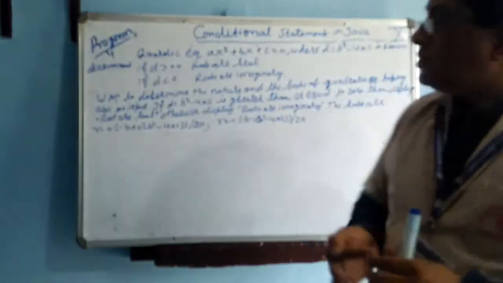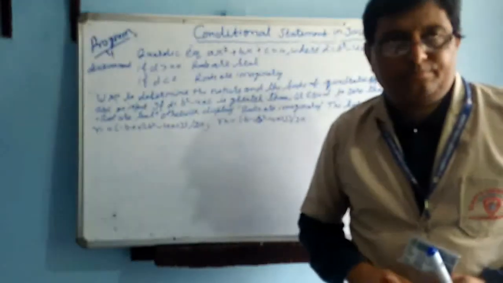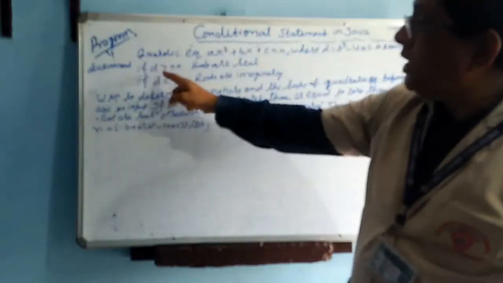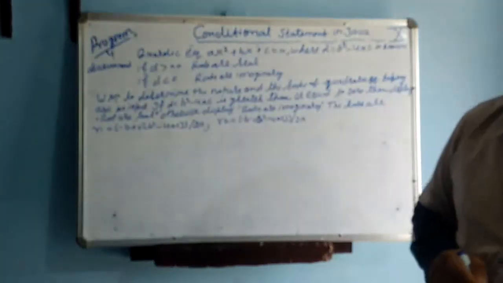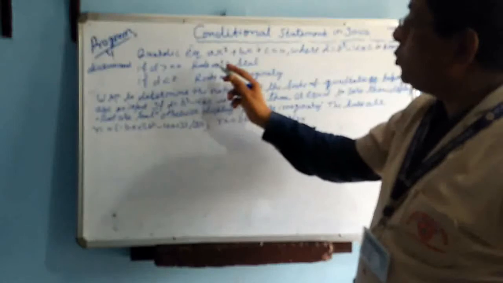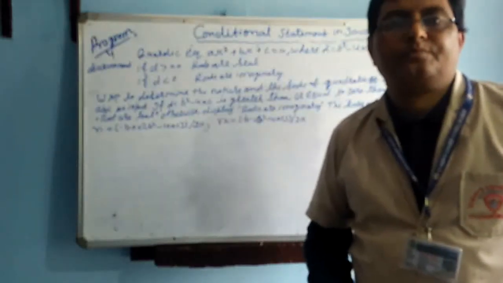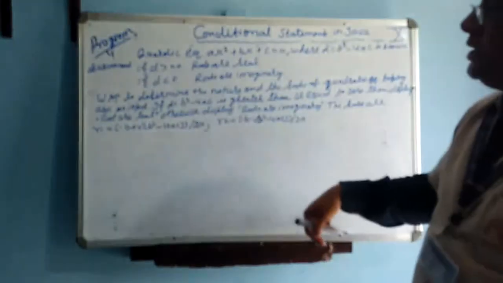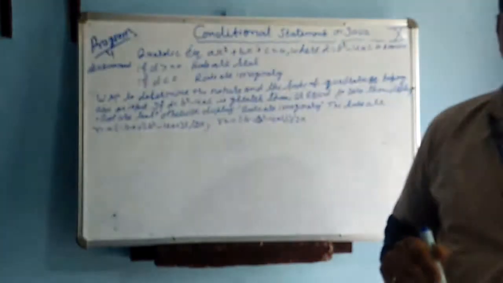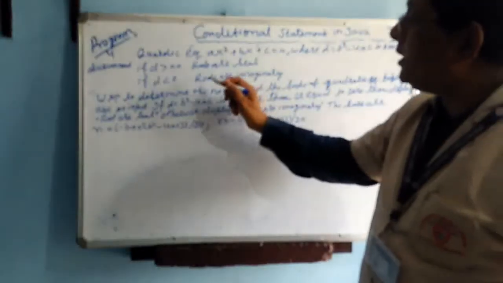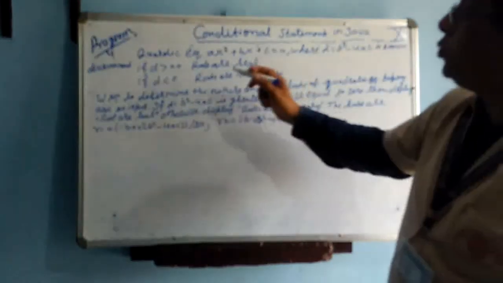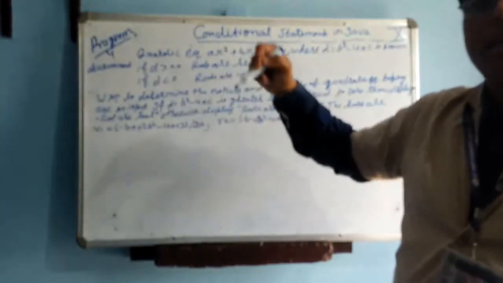Now we have to see the condition. The condition is given in the program. This program is saying: if d is greater than or equal to 0, then it will print the message roots are real. And the next condition: if the value of d is less than 0, then it will display the roots are imaginary. So these are the two conditions we have to follow inside our program.